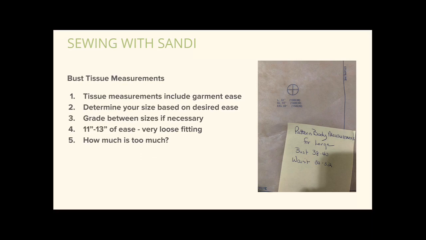There's a circle with a little cross inside of it. That's the indication that that's where that measurement is taken. So for this garment, for a large, the bust finished garment measurement is 51 inches. That means the difference between the 51 inches and the 38 to 40 inches body measurement is that there's 11 to 12 inches of ease around the bust area for a size large.